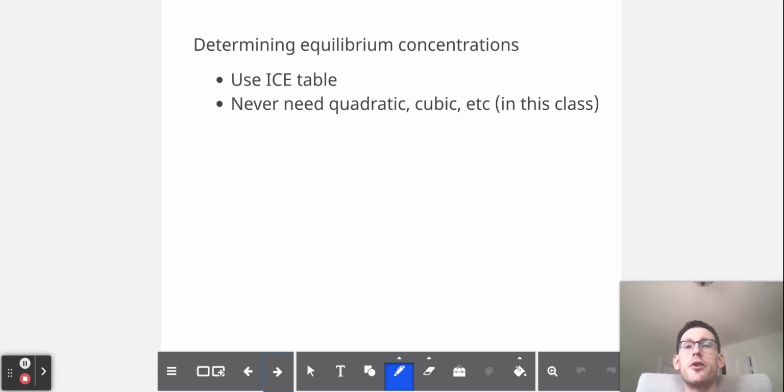If you're ever asked to determine the equilibrium concentration for a reaction, you should use an ICE table. Mathematically, an ICE table may require the solving of a quadratic or a cubic, but you'll never face that in this class. For practice with ICE tables, I have other videos that I would refer you to.